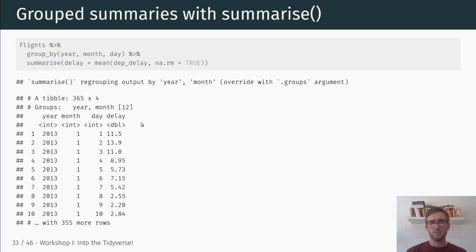The last data transformation operation that I want to talk about is summarize, which allows us to create grouped summaries of variables, okay? And so there are two steps in this command. Usually what we want to do is take our data frame and group it by some variable. In this case, we want to group by three variables, year, month, and day. We could technically, in this case, since all flights left in 2013, omit year. But we'll just go with this for now.